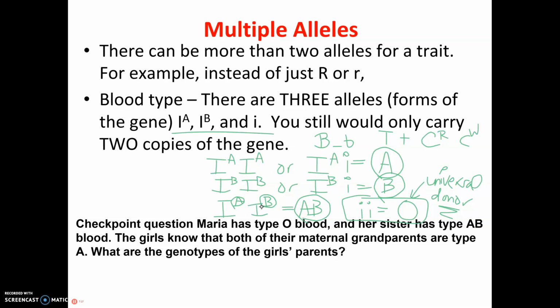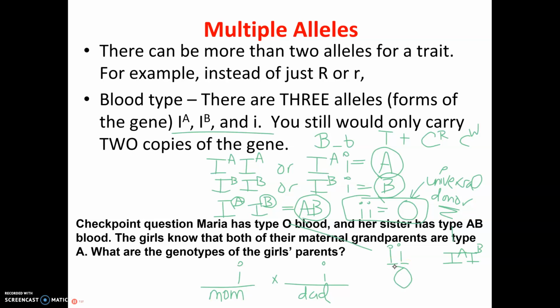Okay, so checkpoint question. Maria has blood type O. That means she has to be little i, because that's the only code that would make her O. Her sister is AB, so her sister is IA IB. So the question is, what are the genotypes of their parents? Well, since Maria is O, we know that both of her parents, mom and dad, must be carrying a copy of little i, right?